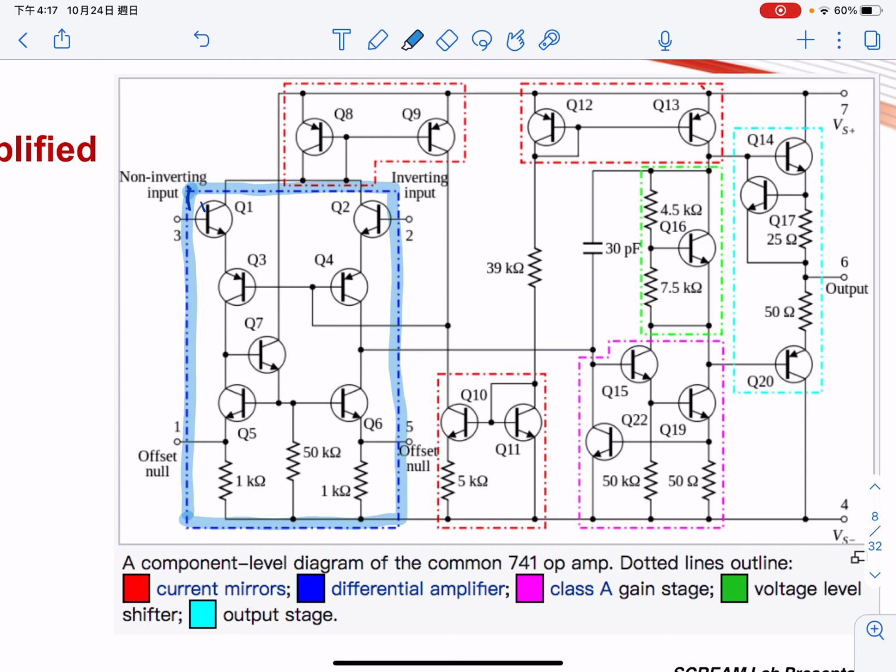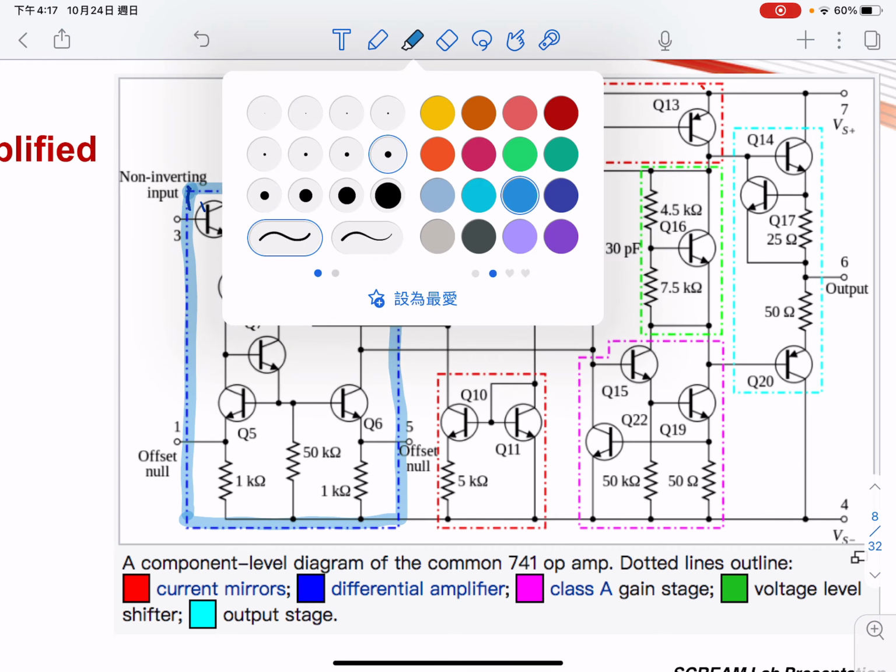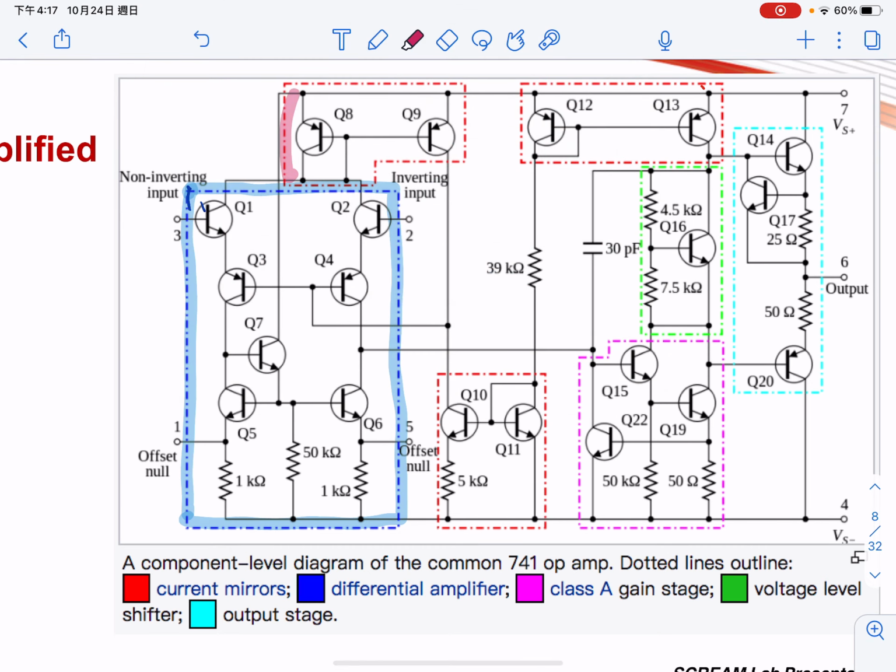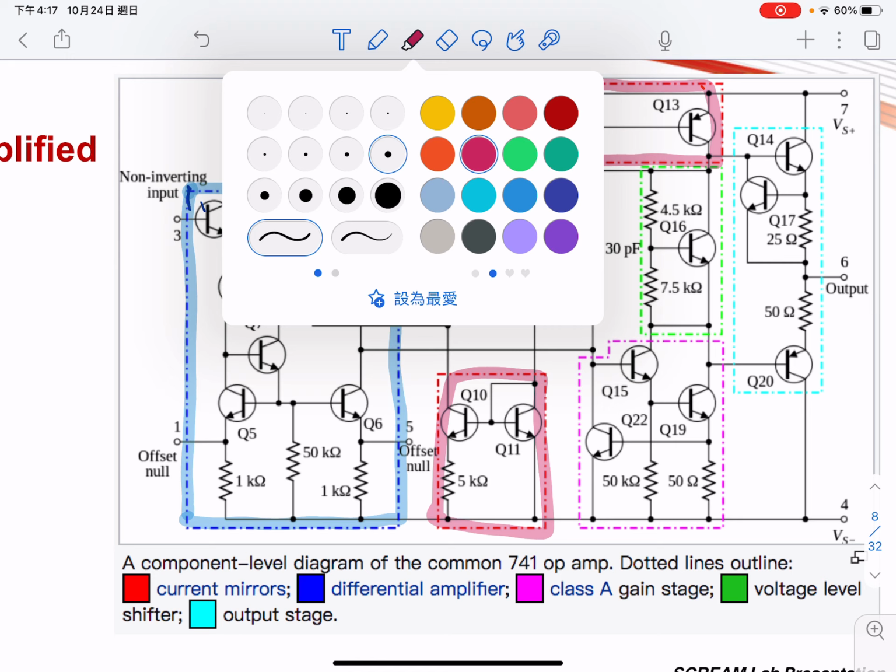The second one is the red box called the current mirror, which is quite important and a very useful design used in electronic circuits. This is a current mirror, or current supply. We'll talk about it later. This is also a current supply. And then we have the gain stage, this is the gain stage here.